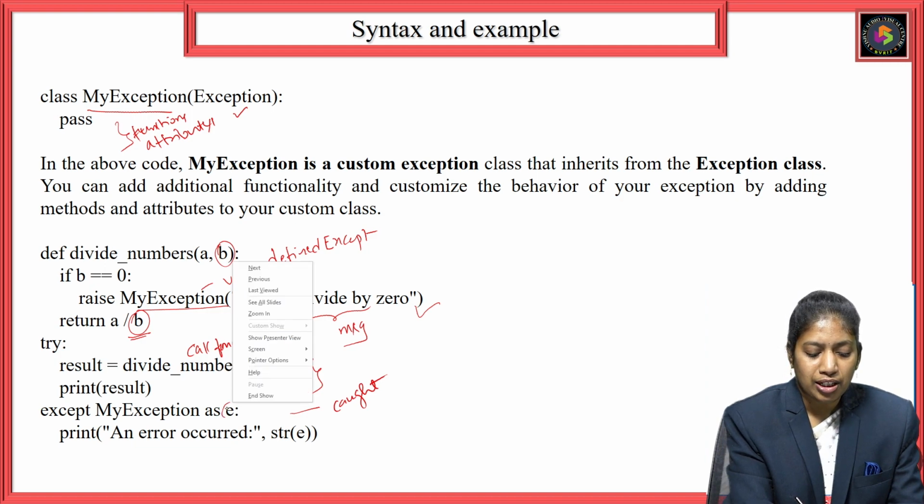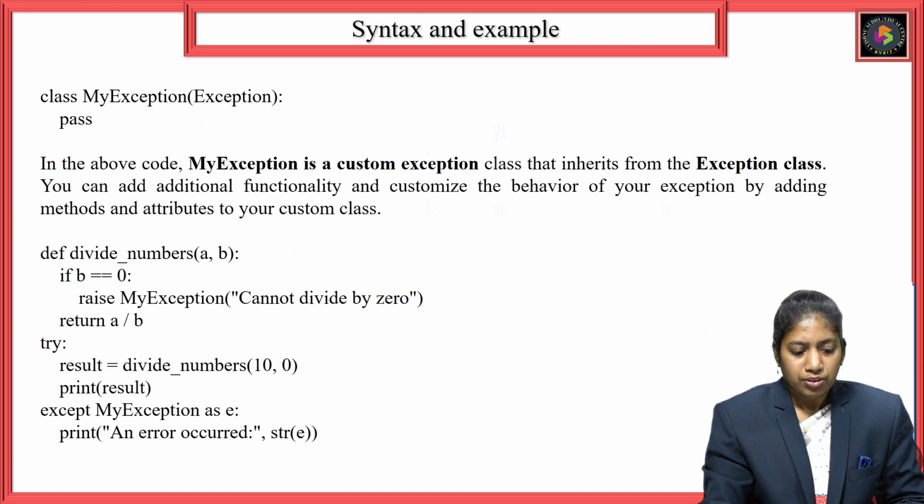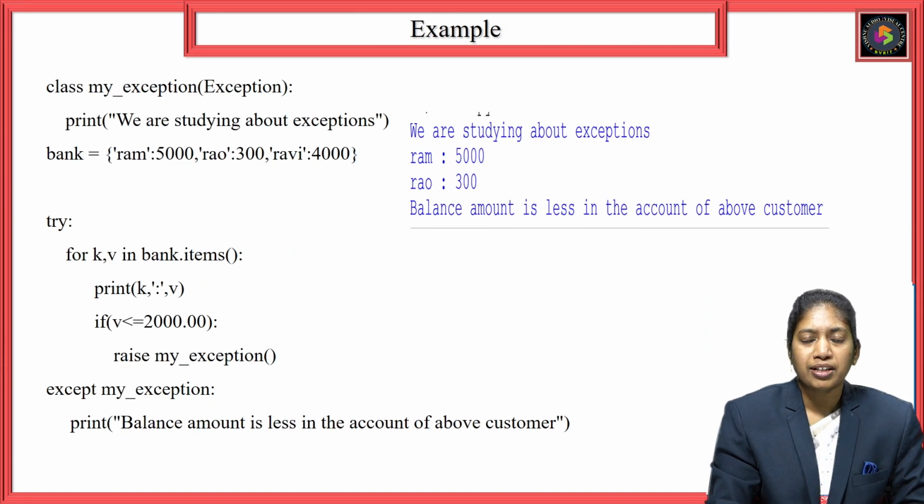E is something which will give print. E is something it will print a message of cannot divide by 0. So if I pass 10, 0, it will print error is raised, error is occurred, so it cannot divide by 0. So you are providing a 0. Such kind of information I am giving to the user. So I have created my own exception of my exception.